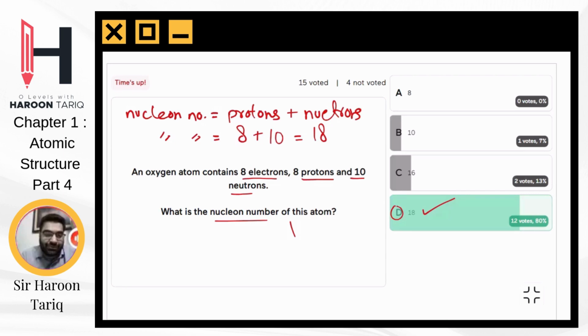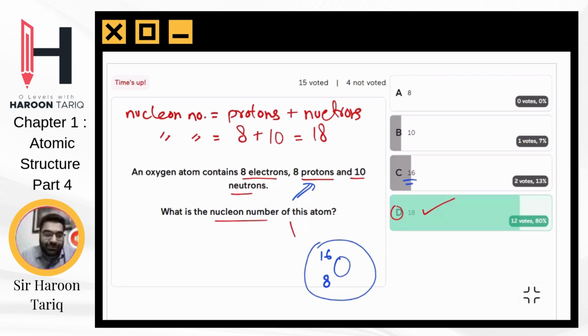Those who selected 16 probably took it from the periodic table. In the periodic table, oxygen basically has 8 protons and 16 mass number. So they probably calculated it from here. You had to calculate it from the data given here, because we do have isotopes as well, which we'll cover tomorrow.